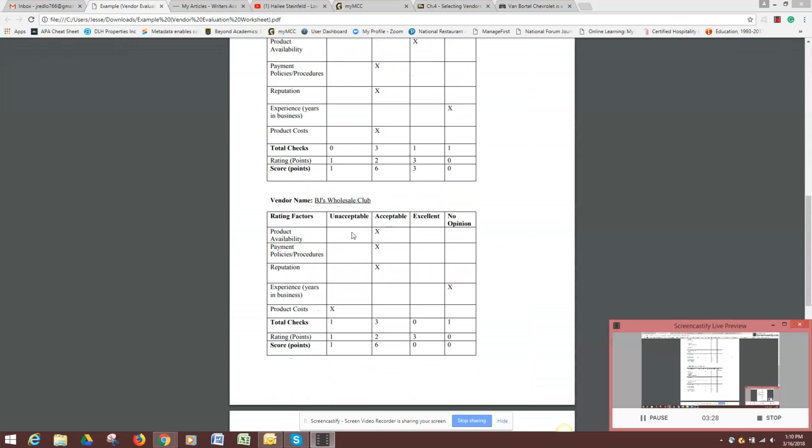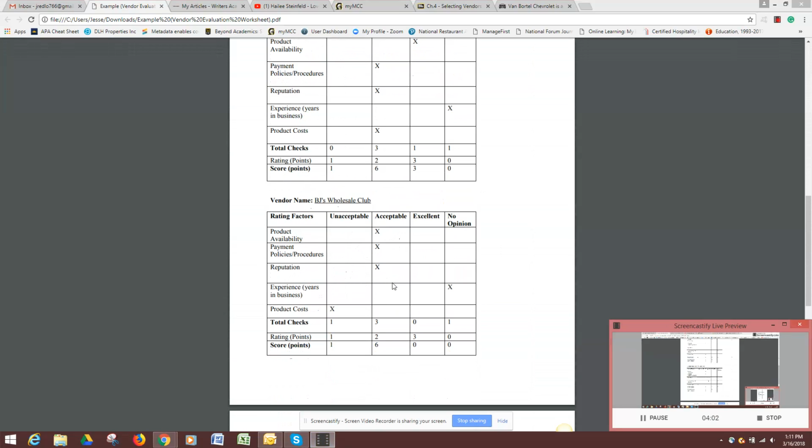Lastly, we come down to BJ's Wholesale Club, which is a buyer's club. And as we've discussed in class, buyer's clubs have their advantages and disadvantages. But in general, I would say their product availability is acceptable. They have a decent variety. Their payment procedures are acceptable because they are very simple. You pay the minute you purchase it. So it's what we would call cash on delivery, or in this case, you pay cash on site. You can pay with a credit card as well if you have a business credit card for your restaurant.